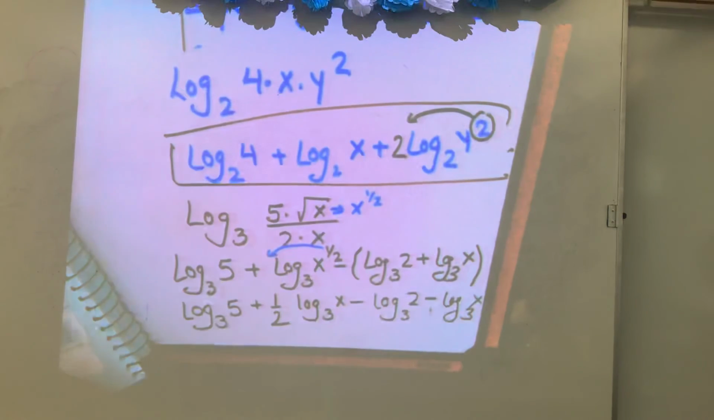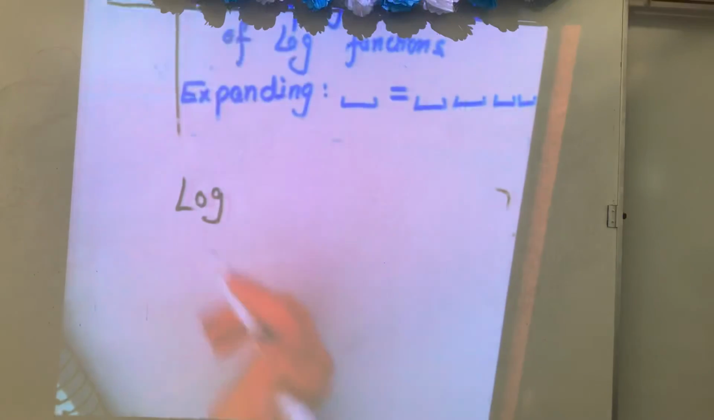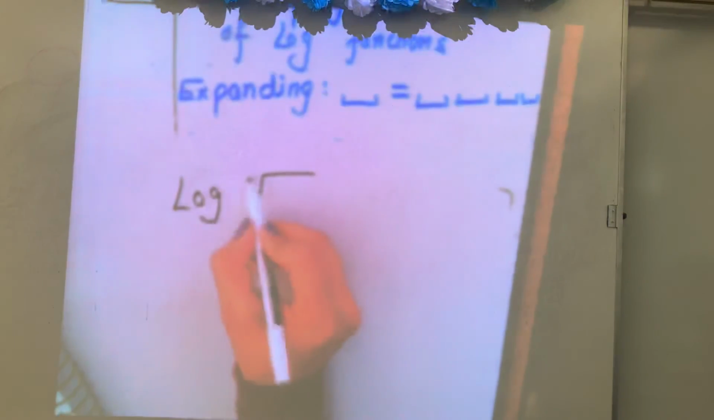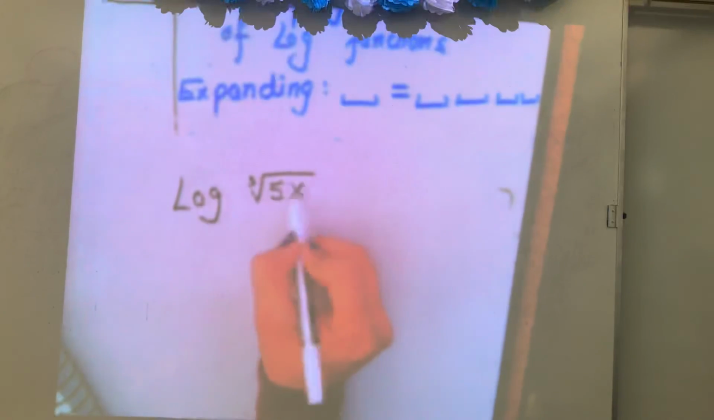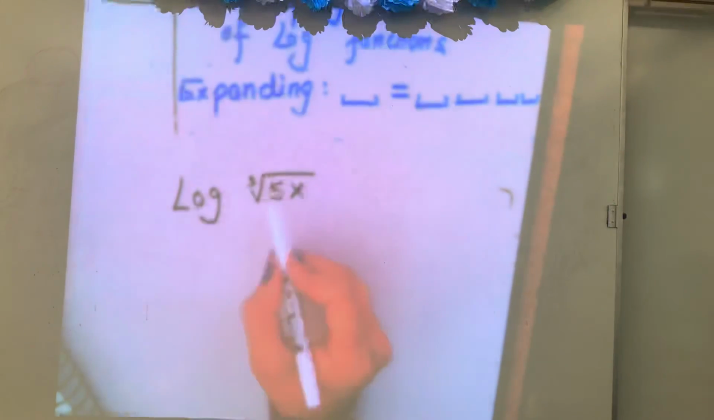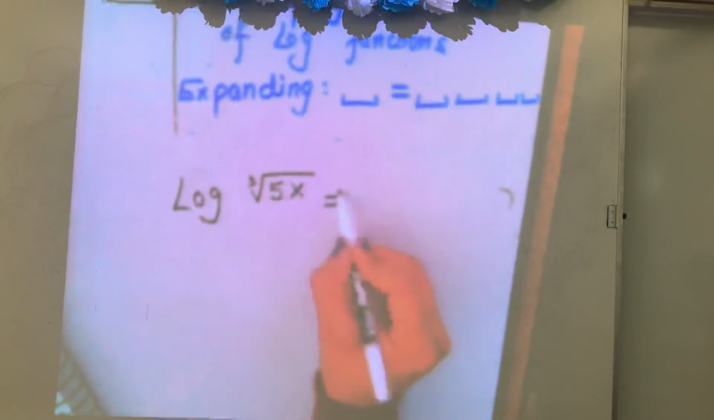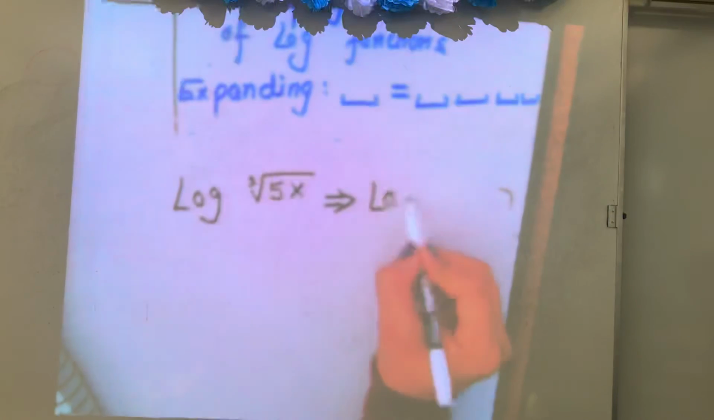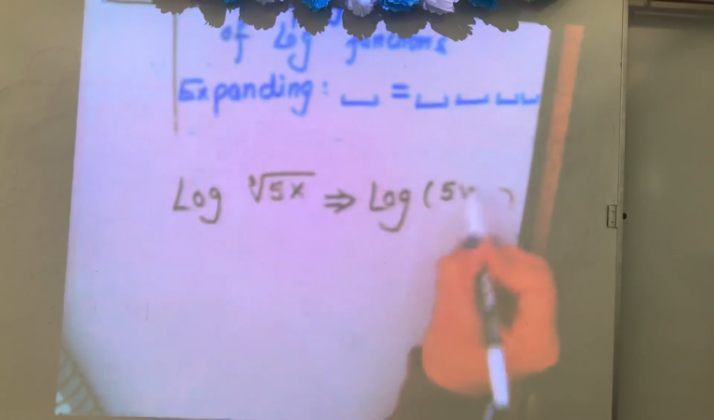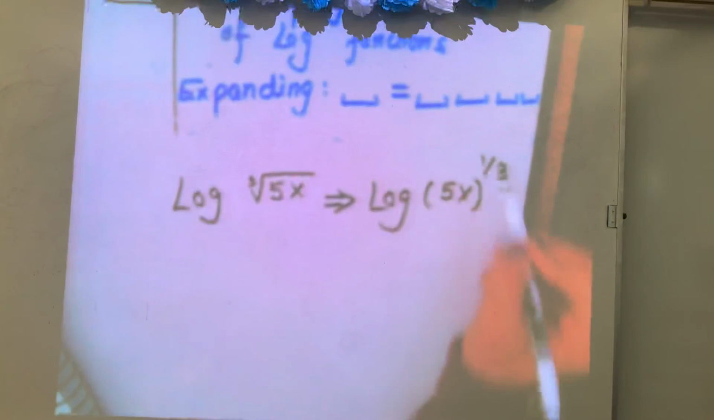I just have one last example to show you, and that's pretty much all for the day. Let's say I have log of the cube root of 5 and x. First thing, I see two things getting multiplied. There's a cube root, so let's simplify first, because you know the cube root can be written as the power 1/3. So let's rewrite this as 1/3.